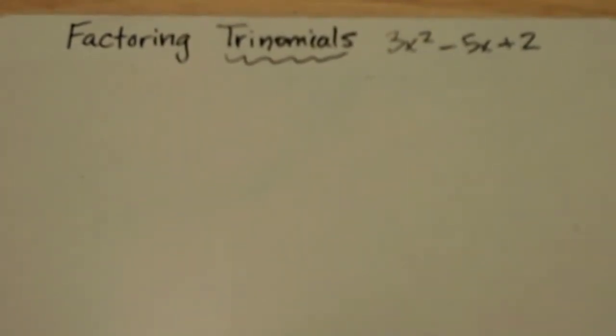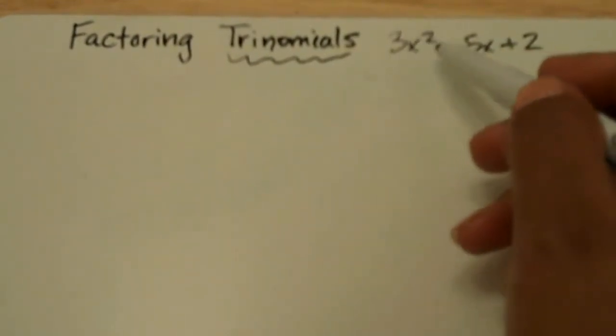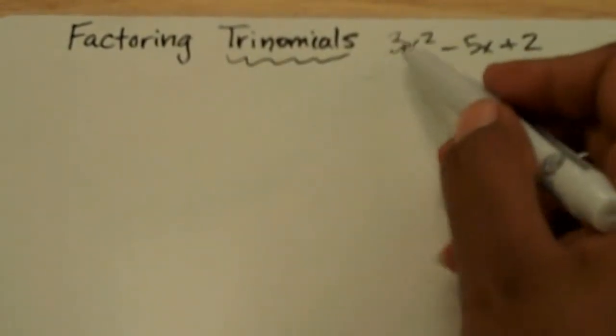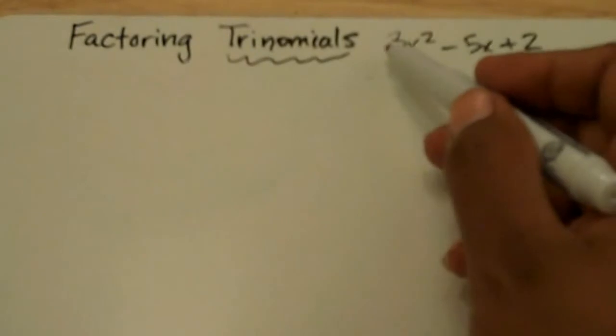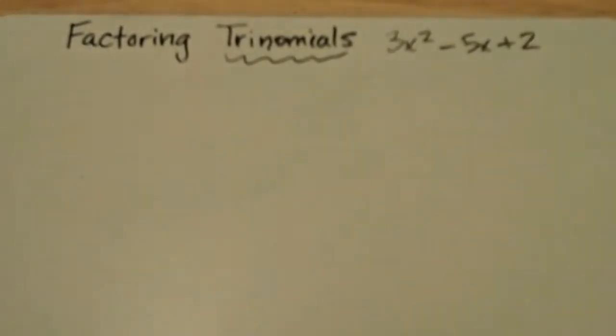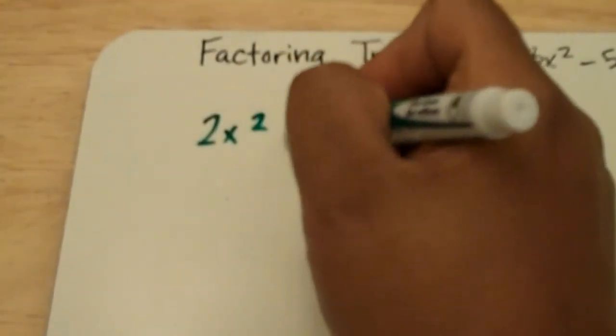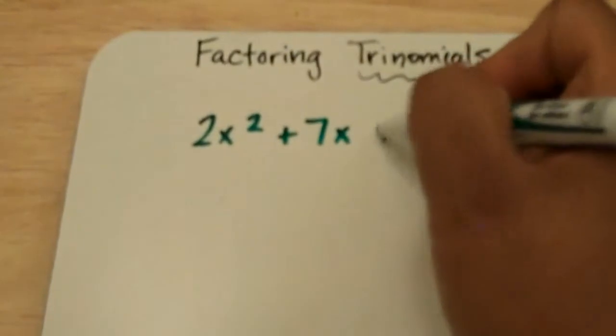I know we've done some where we could divide each term by a number and get just a coefficient of 1 for the x squared, but all the ones that we'll be dealing with today will have a coefficient that's greater than 1 for x squared, which makes them a little unique to do. So let's try our first problem. We're going to do 2x squared plus 7x plus 3.